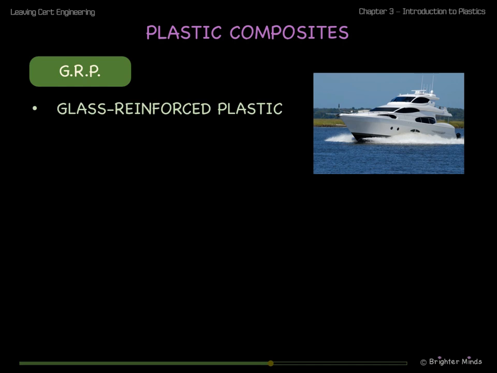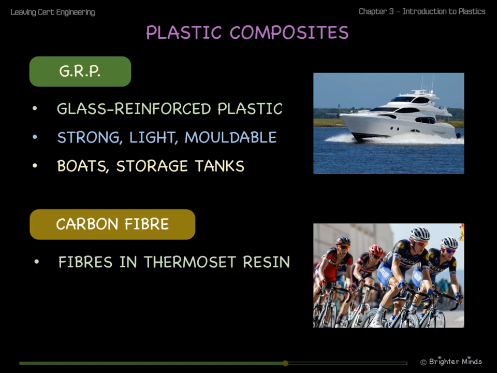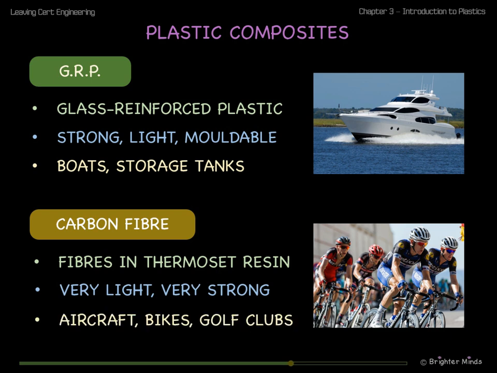GRP stands for glass reinforced plastic, also called fiberglass. It is composed of glass fibers set in a thermoset resin. It is strong, light, and easily moldable. It is used to make products like boats, storage tanks, and fishing rods. Carbon fibre is made from carbon fibres set in a thermoset resin. It is very light and very strong. It is used to make aircraft parts and high-quality sports equipment like racing bikes, cars, and golf clubs.